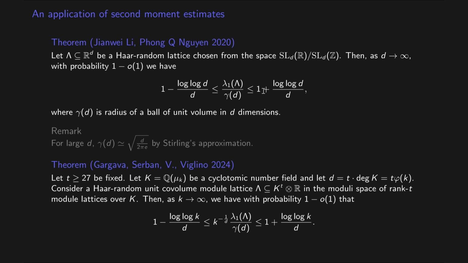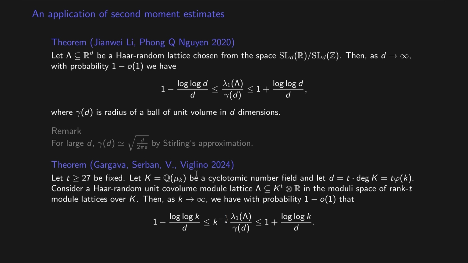will be constrained between 1 minus a small error term, which goes to 0 as d goes to infinity, and 1 plus this small error term. So with probability 1, the shortest vector will have this length, which is close to the average.